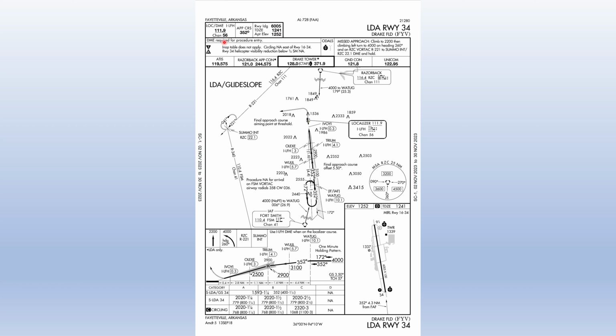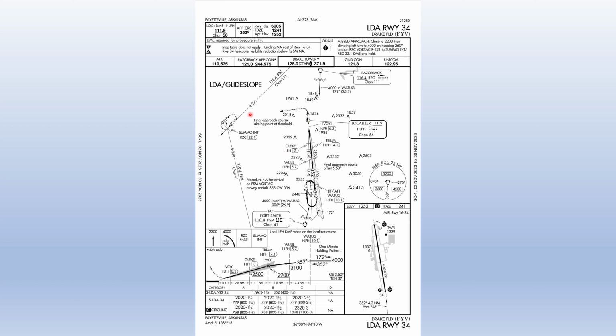It does tell us that we need DME for the procedure entry. So to get from the initial approach fix to the intermediate approach fix, we do require DME. And really, it's good to have DME to identify these other fixes, these intermediate fixes and step down fixes as we proceed in on the approach. I don't see any other way you could identify these other than using a GPS for most of them. WATUG you can identify with the intersection of the radial from Fort Smith VOR and the LDA, but the rest of them I don't see any cross radials or anything like that, so really the DME is the best way to identify those.